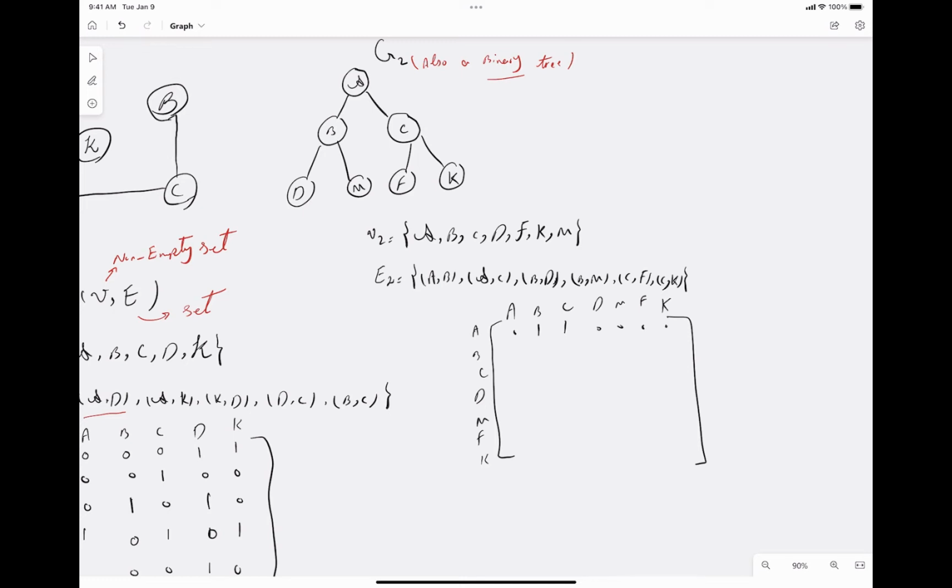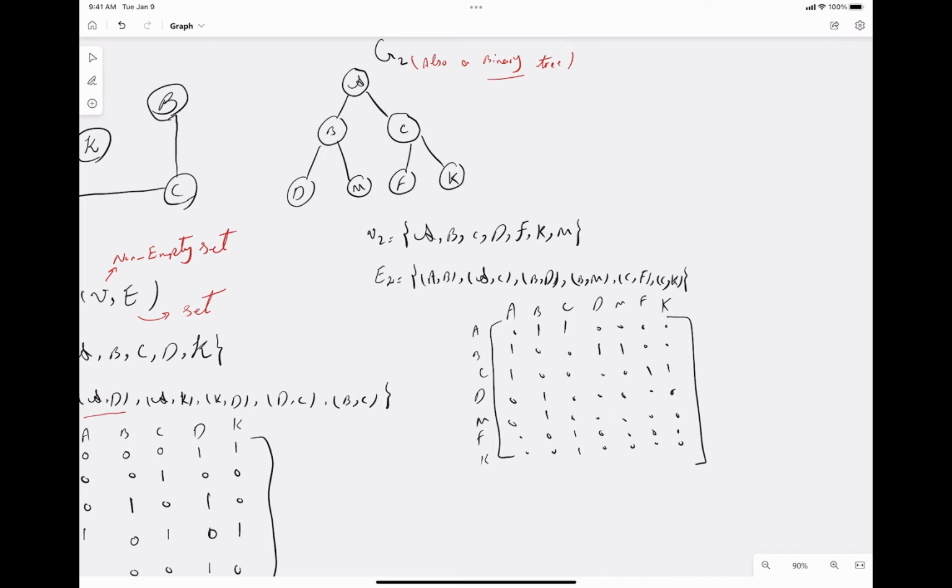The node B is connected to A, and also the nodes D and M, so every other entry is 0. The node C is connected to the node A, and it's connected to F and K. So here it's going to be 1, and every other entry is going to be 0. The node D is only connected to node B, and every other entry is 0. The node M is also connected to B, so every other entry is 0. And F and K are only connected to the node C, so every other entry is 0.